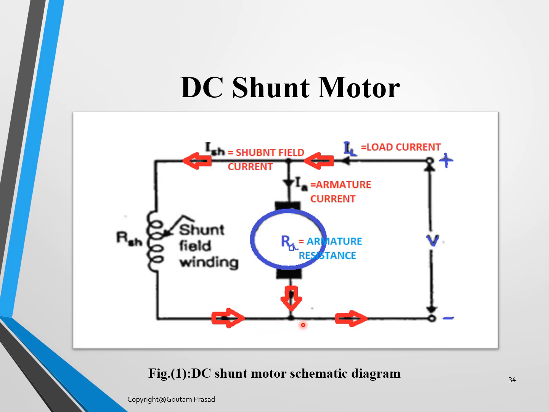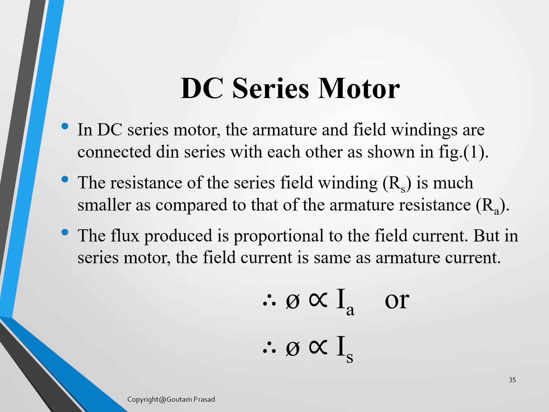So, and these two currents are now going back to the source. So the circuit is being completed like this. In the case of the DC series motor, the field winding is connected in series with the armature winding. That is why it is called a series motor.